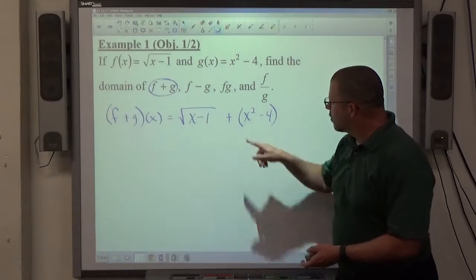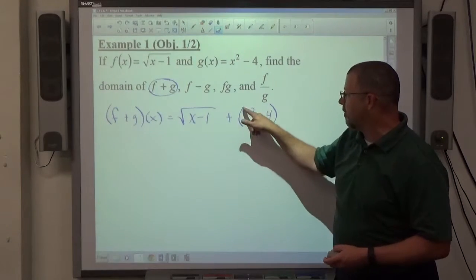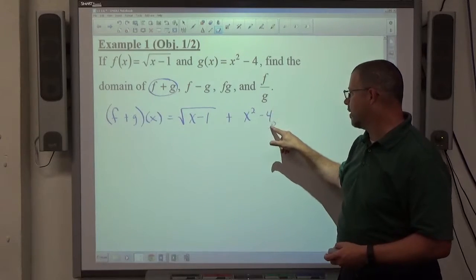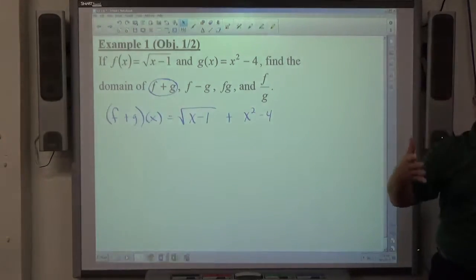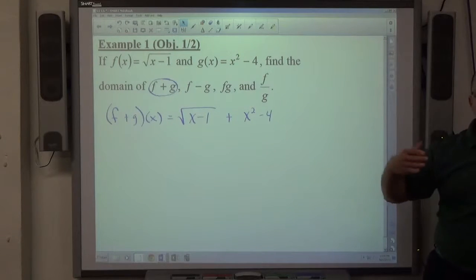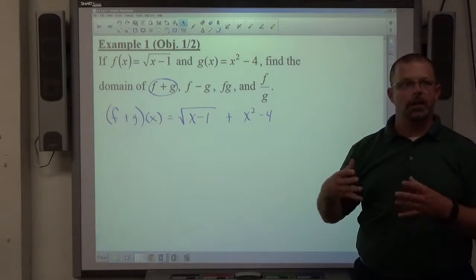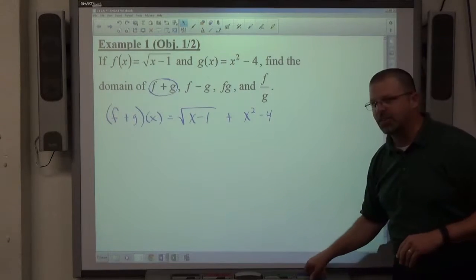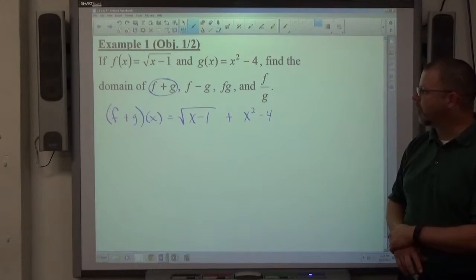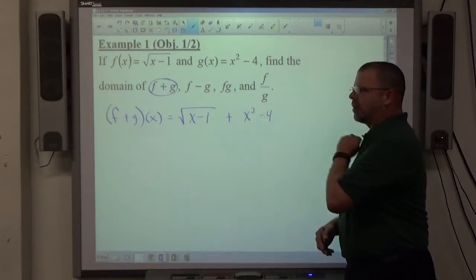So notice plus (x squared minus 4) is the same as plus x squared minus 4, right? But at least go through the thought process of do I need parentheses or not? Because the more you do that, the more likely you are to know when parentheses are necessary and when they're not. In that case, they're not necessary, so we can avoid the parentheses altogether. That's what f plus g of x looks like.